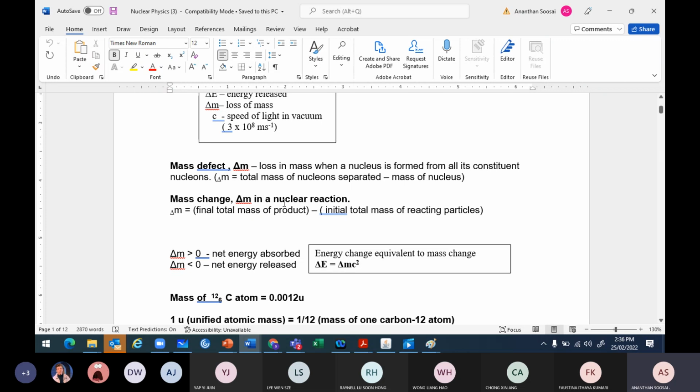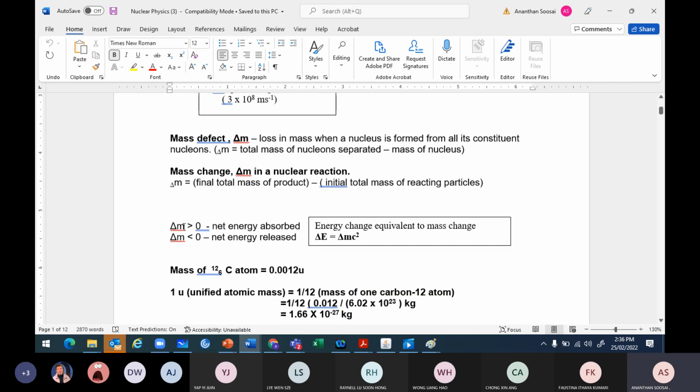The change in mass in a nuclear reaction tends to become energy. If the change in mass is an increase, that is very rare. The one I focused on last class was the mass decrease, so let's focus on the second one first. If the mass is decreased in the nuclear reaction, that means the product has less mass than the reactant, then energy will be released.